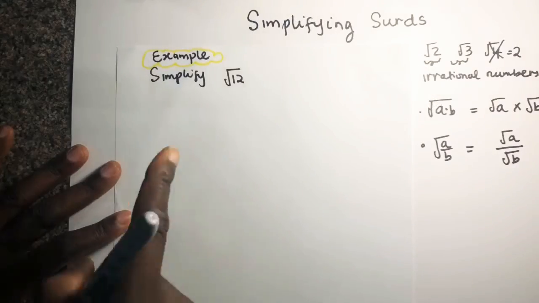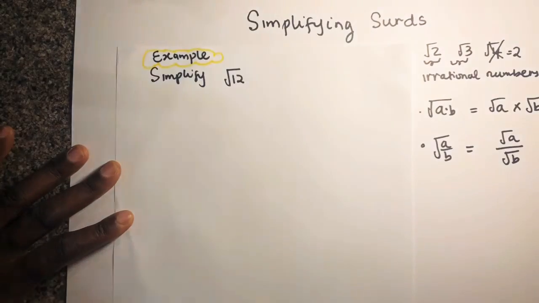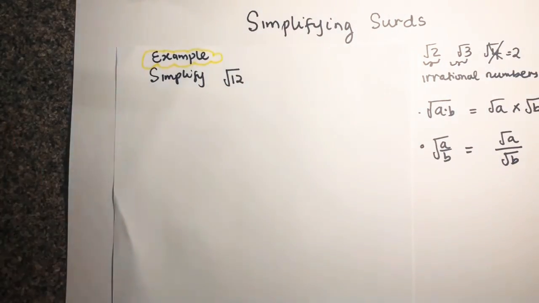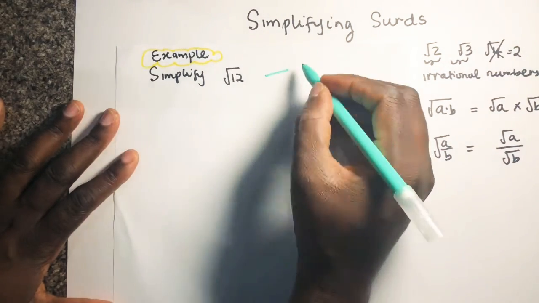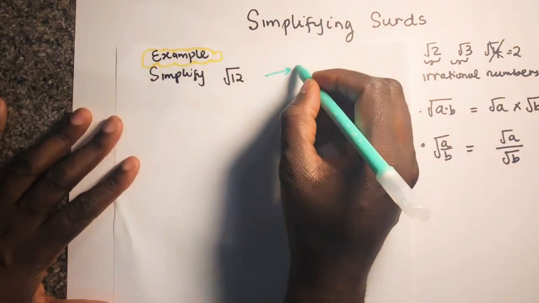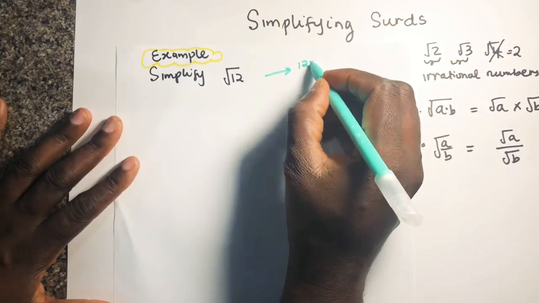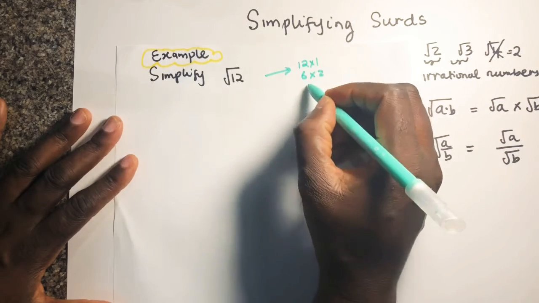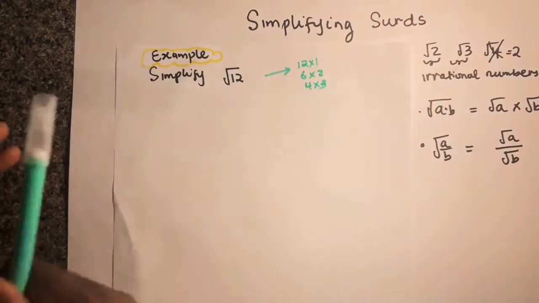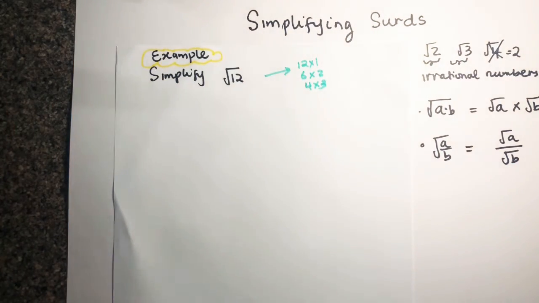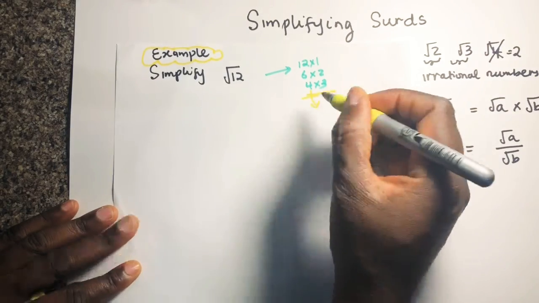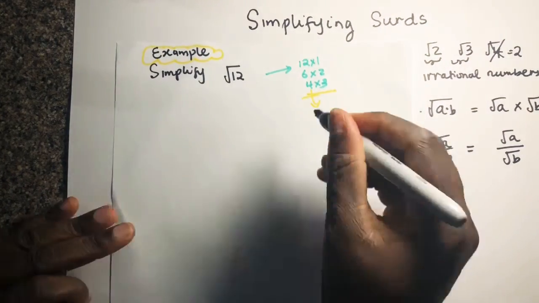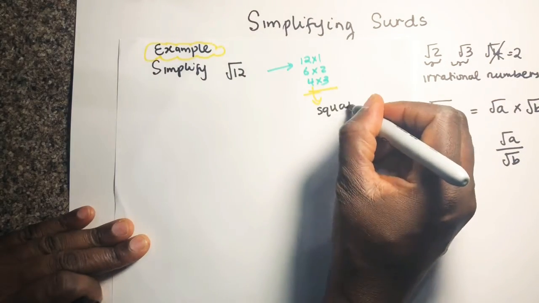Now this example says to simplify the square root of 12. The first thing I'm going to be thinking about are the factors of 12, but particularly the factors of 12 that contain a square number. So the factors of 12 would be: I've got 12 times 1, I got 6 times 2, and I got 4 times 3. And I think those are the main factor pairs. And of all of them, I'm going to decide to go with this one because this one contains a square number.